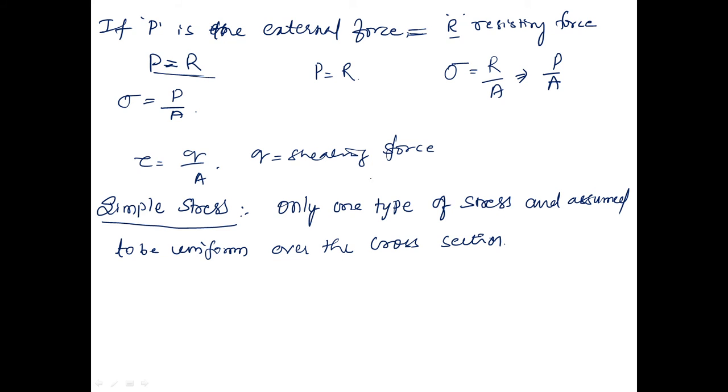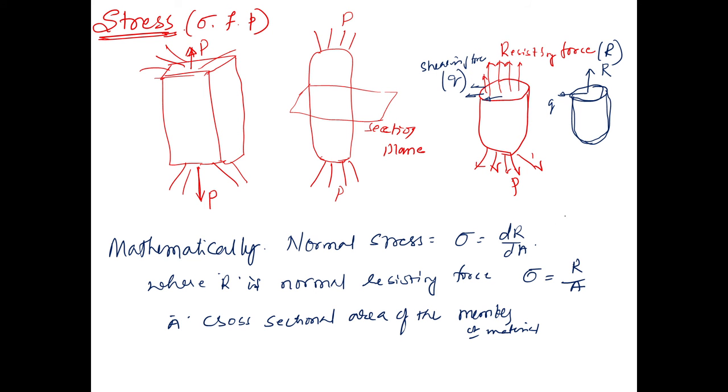That means if we say simple stress, we are neglecting shear stress. If you look at this, particularly in this example, we are going to calculate the stress with respect to this resisting force only. Now we are neglecting this Q. Then we are saying it is a simple stress. Now distribution of this stress has to be uniform throughout its cross section area.